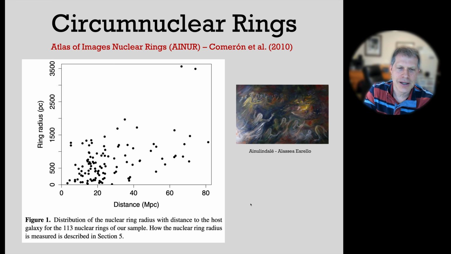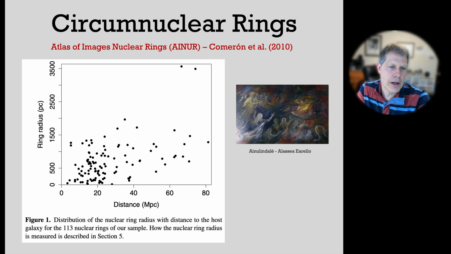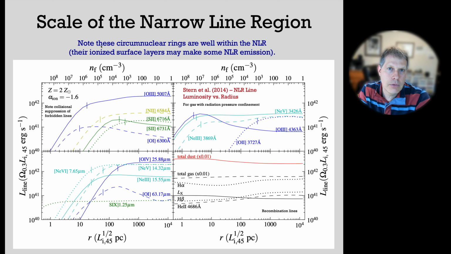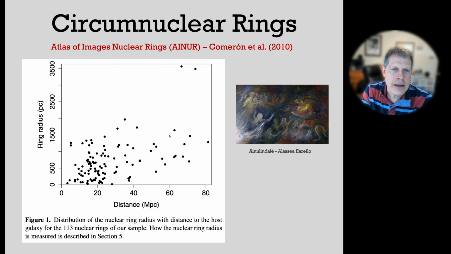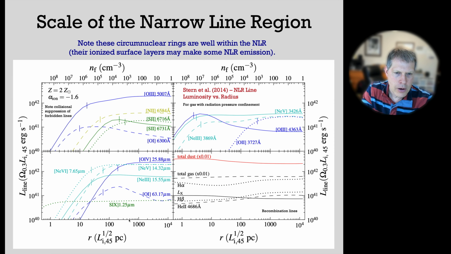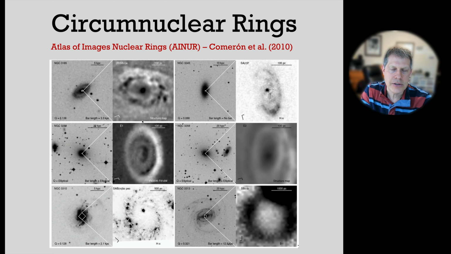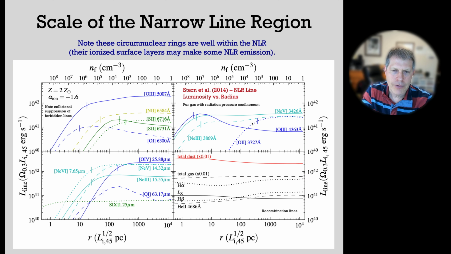Now, let's put that in context with the various AGN structures that we've talked about. Let's take the typical value to be several hundred parsecs, okay? That sort of radius is well within the narrow line region. This is the plot that I showed you in an earlier lecture, the lecture on the narrow line region, that shows the NLR line luminosity versus radius for the different famous, well-studied narrow line region lines. And again, these nuclear rings out at several hundred parsecs are well within the narrow line region, okay? And indeed, the ionized surface of some of these circumnuclear rings may indeed make, at least in some cases, some of that narrow line region emission.